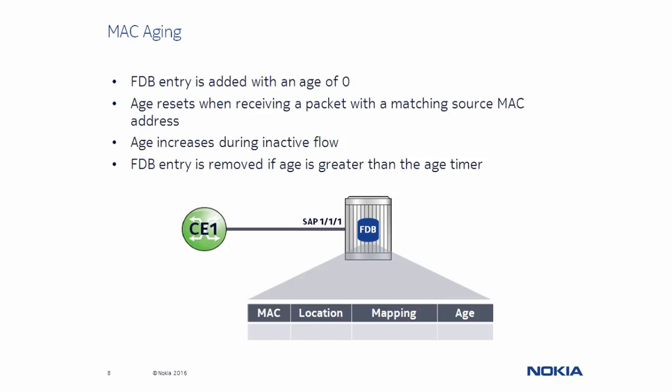So, in addition to MAC learning, it is also important to know about MAC aging. When an entry is added to an FDB, it is first given an age of 0, and each time a PE receives a packet that matches the entry, the age time is reset. However, if the traffic flow were to stop, the age would increase, and if it reaches a value greater than the age timer, that entry is then removed.